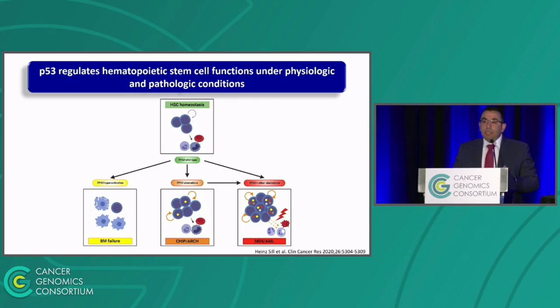So P53 expression is tightly regulated within the hematopoietic stem cell compartment. The importance of P53 within that compartment is manifest through studies that have shown that pressure to hyperactivate P53 in conditions such as Fanconi anemia and other types of inherited predisposition syndromes plays an important role in bone marrow failure.